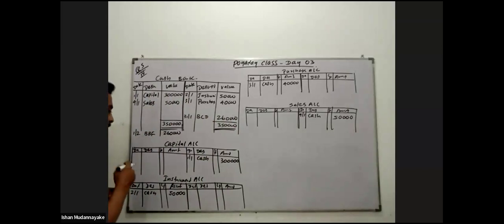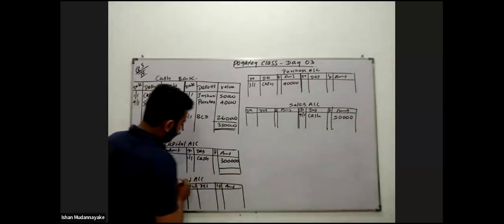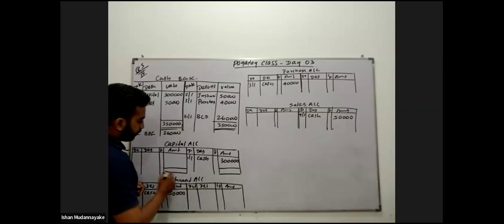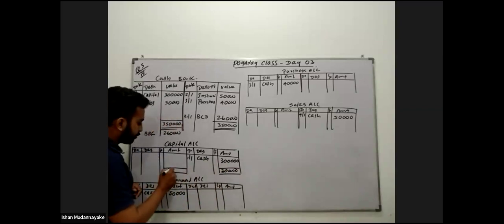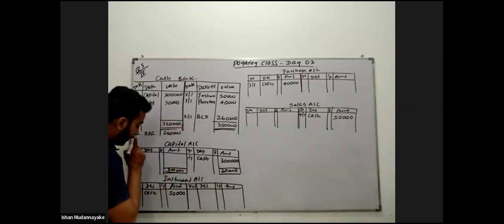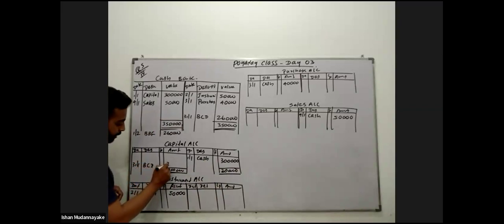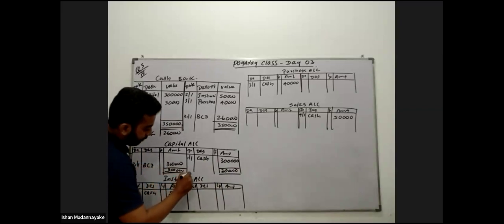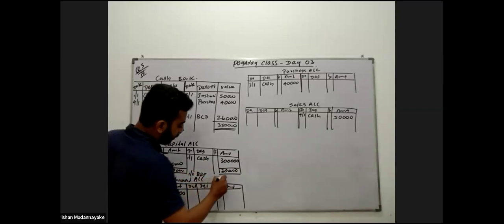And then balance the other ledger accounts also. You know how to balance off. Right here, 300,000, and then 31st January, balance carried down 300,000. 1st February, balance brought forward 300,000.